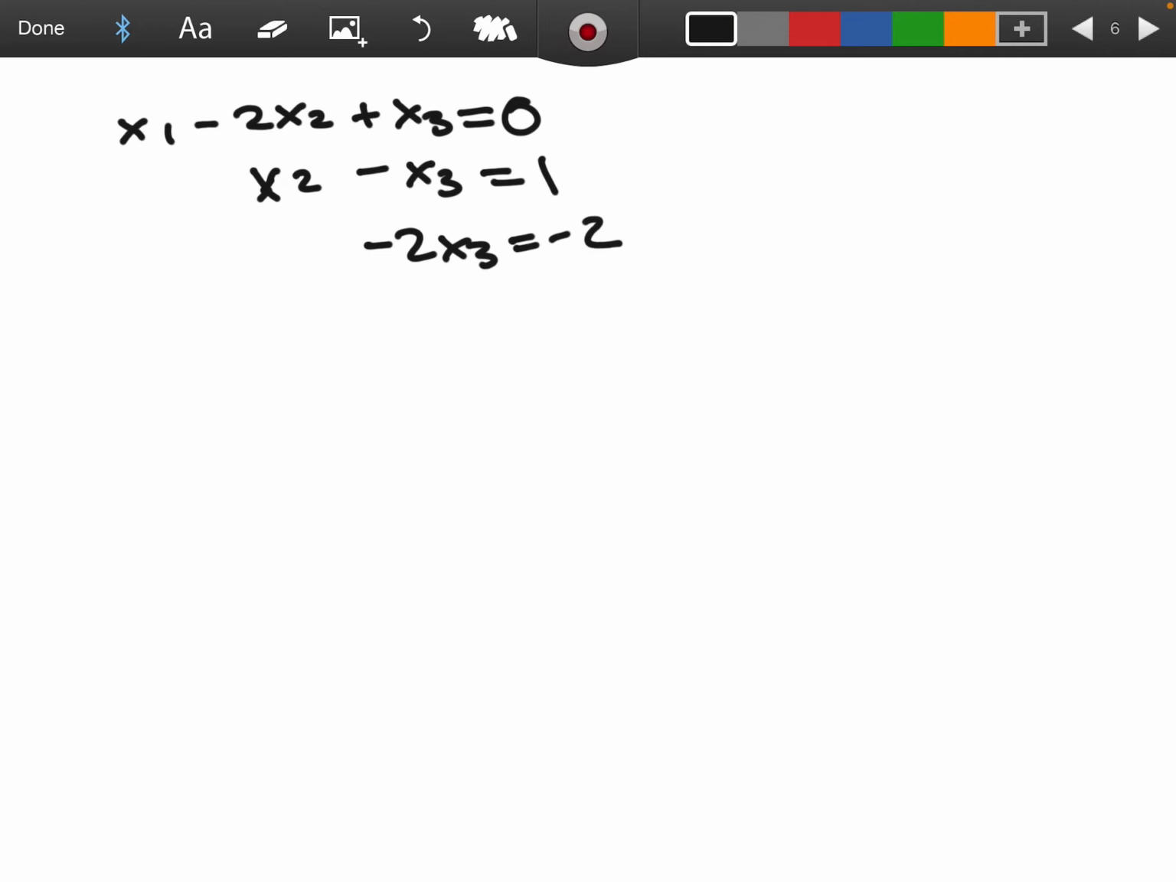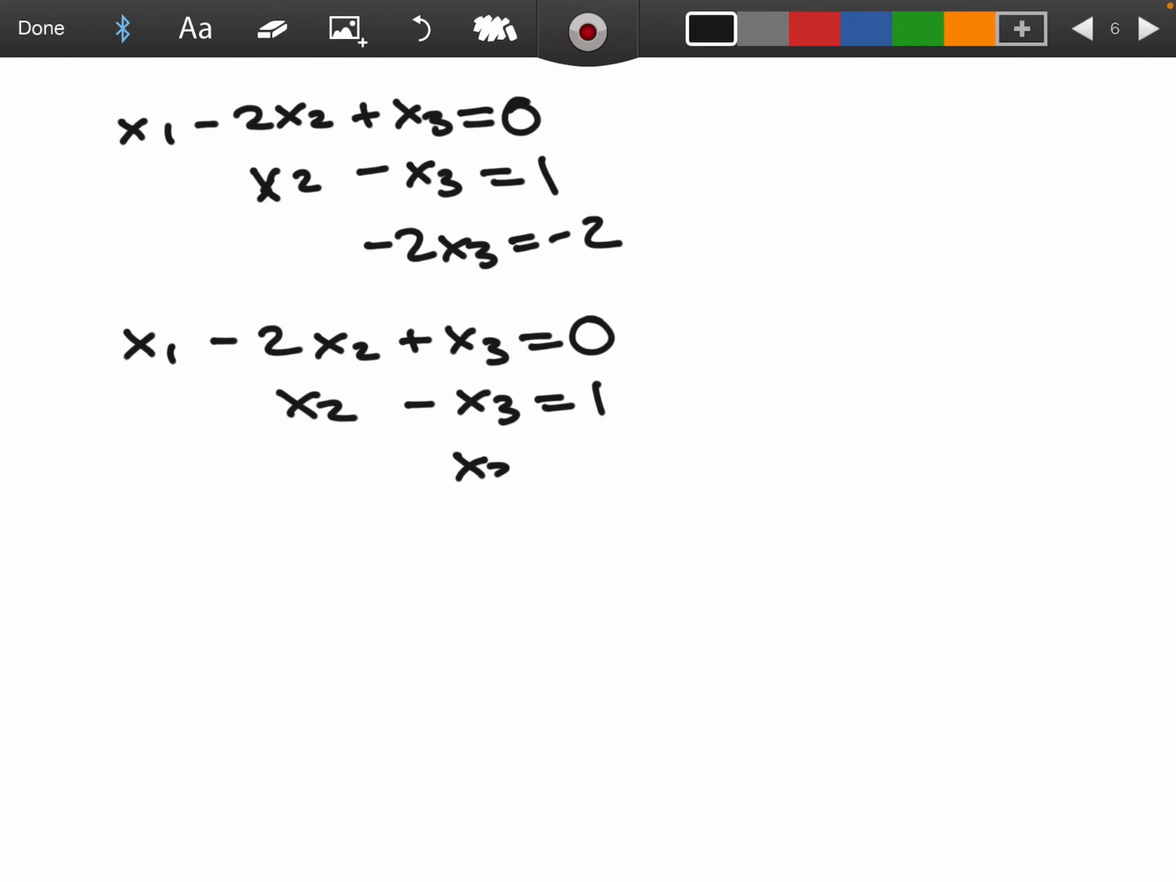Okay. Again, I want just x3 in my third equation. Right now I've got a multiple of x3. So what I'm going to do is just divide that through by negative 2. And that'll leave me with x3 is equal to 1. Okay, so I have now worked top down. I've eliminated x1 from every equation below the first equation. I've eliminated x2 from every equation below the second equation. And I've only got 3 equations, so I can't eliminate x3 below the third equation.